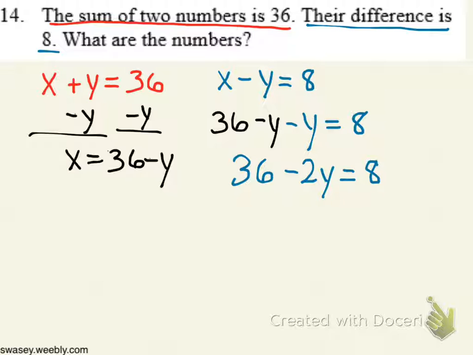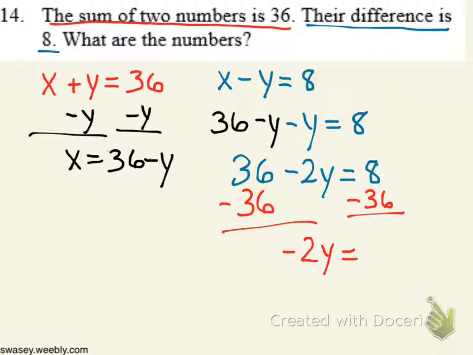Two-step equation from here. To get rid of the positive 36, subtract 36 from each side of the equation, so we have negative 2y equals negative 28. And now to get rid of multiplying by negative 2, divide both sides by negative 2. And so we have y equal to positive 14.